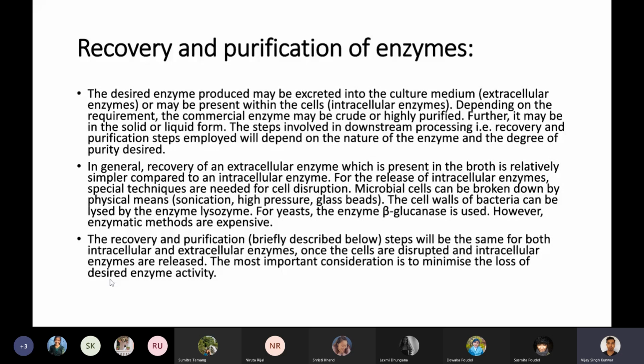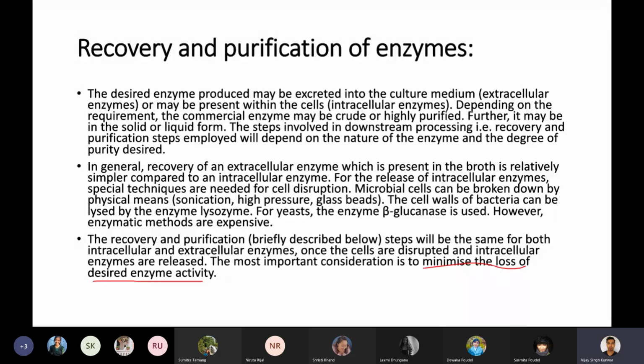The most important consideration is to minimize the loss of desired enzyme activity. This is a major concern and the major focus of industrial research: to minimize the loss of enzyme activity. Whenever you are intervening in a system, with an entity such as an enzyme, if you are purifying it you are disturbing it, right? If you are disturbing it, it can affect the enzyme activity. So you should be very careful. While performing any purification or recovery activity, you should be very clear about its impact on the enzyme activity.